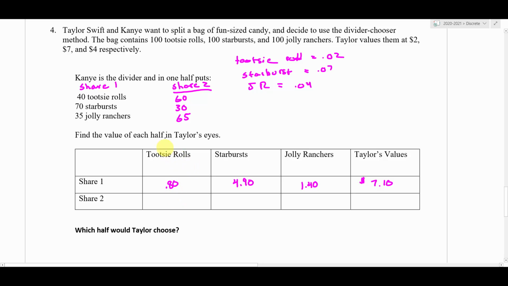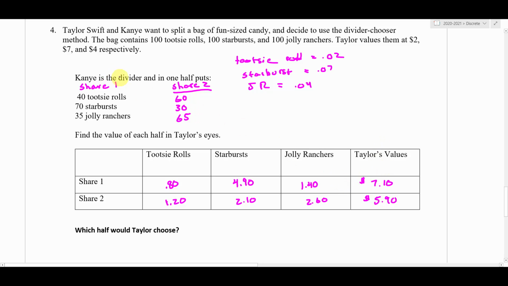Then we repeat the process for share 2. So again, to calculate these numbers, I took the number of Tootsie Rolls and multiplied it by 2 cents, since each Tootsie Roll is worth 2 cents. So 60 times 0.02 gives you $1.20. I did the same process for Starburst, but with the value of Starburst, and I did the same thing for Jolly Ranchers, but with the value for Jolly Ranchers. Then I added the three values together to get the total value of share 2.